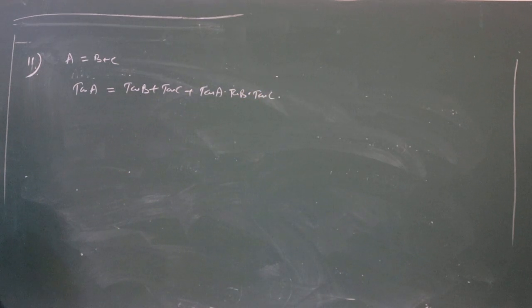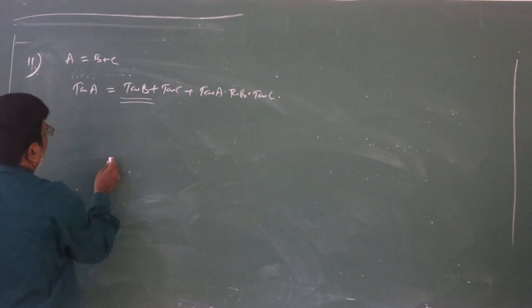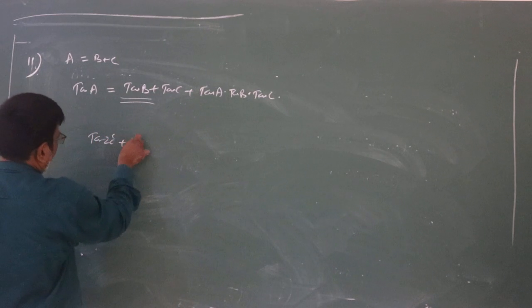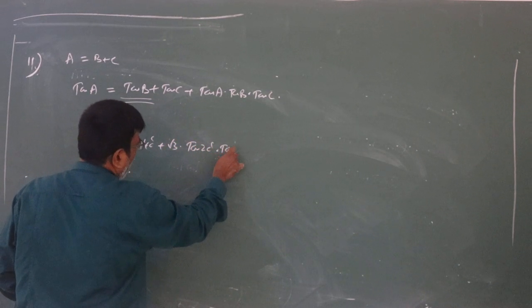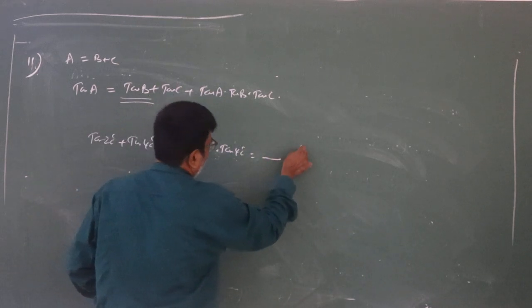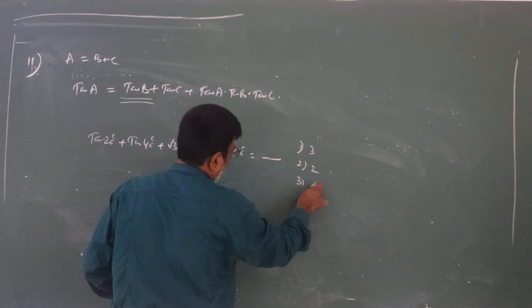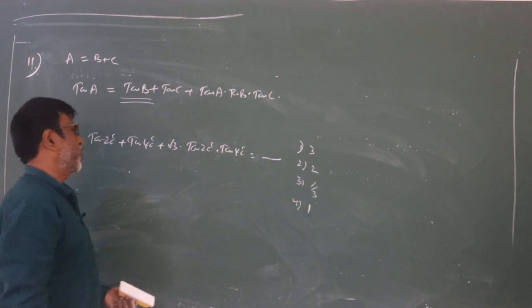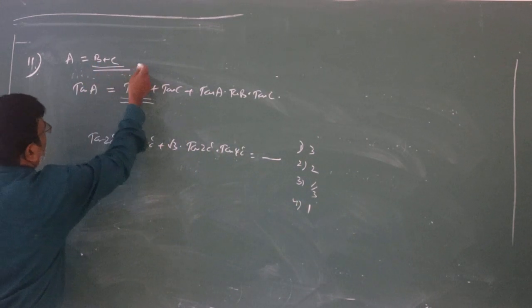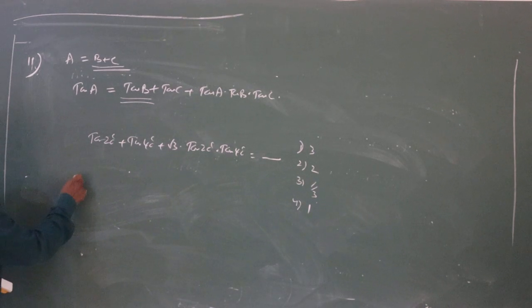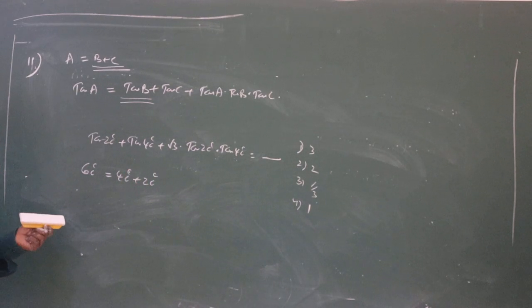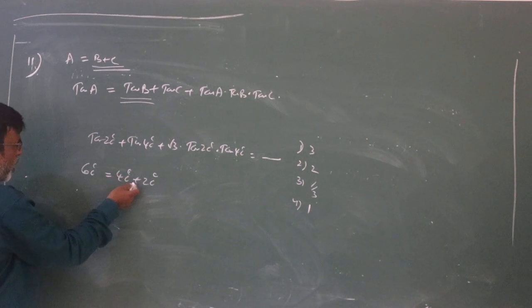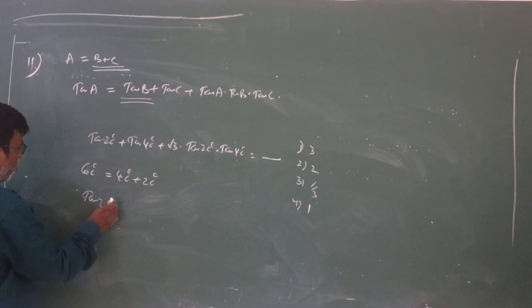Previously, one question was asked like this. What is the value of tan 20 degrees plus tan 40 degrees plus root 3 tan 20 degrees tan 40 degrees? Options given are 3, 2, 1 by 3, 1. So what is the shortcut? A equals B plus C. 60 degrees is nothing but 40 degrees plus 20 degrees. Application is very important. So apply the formula with tan 20 degrees.